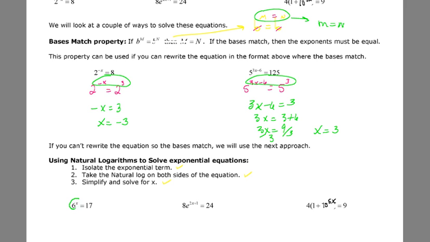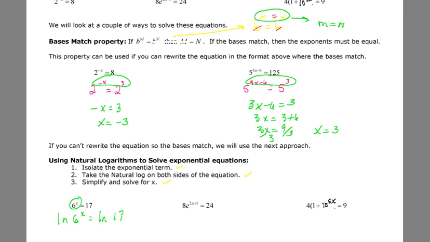Here is our exponent term. It's the term that has the exponent, the base and the exponent. It's isolated, it stands on one side, so simply take the log of both sides, and I'm going to choose the natural log. So I'll take the ln of 6 to the x equal ln 17.